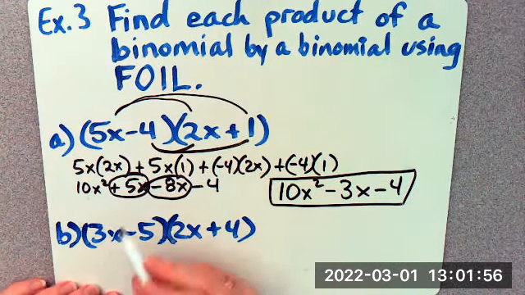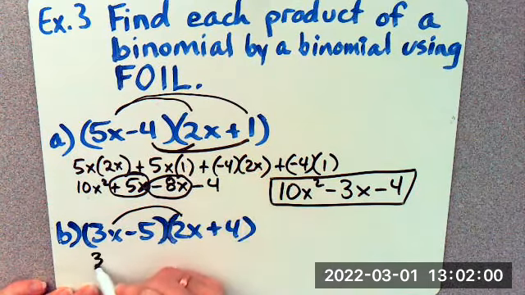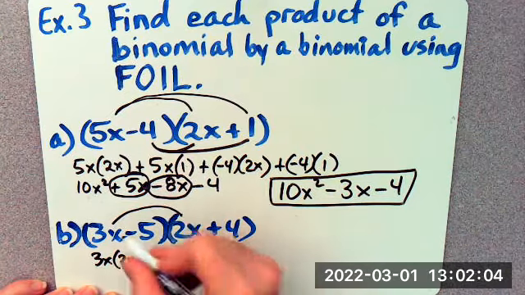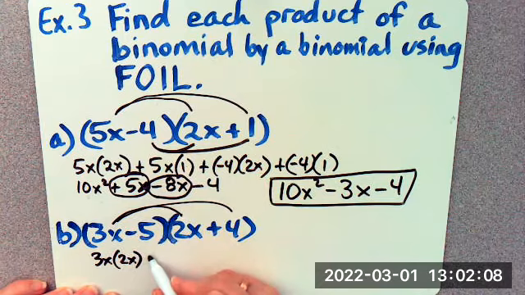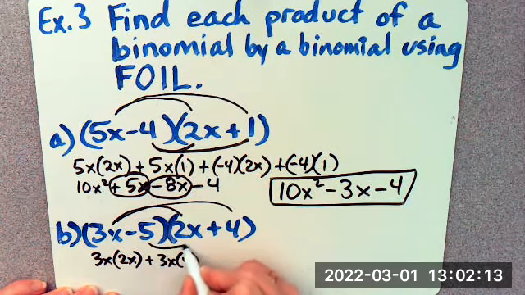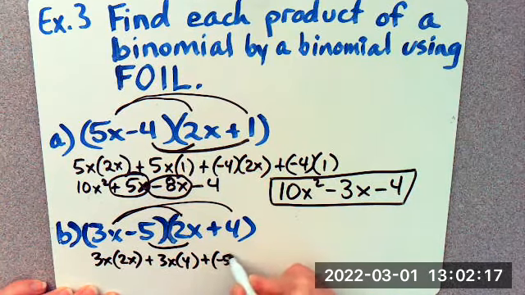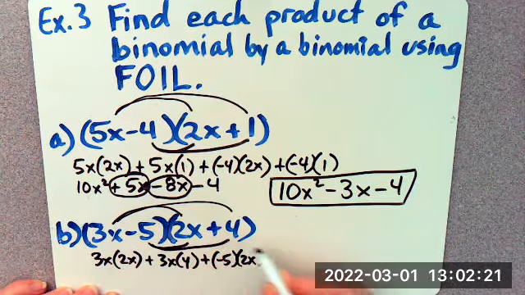All right, let's try that for this one. So we have first 3x times 2x, outer, which is 3x times 4, inner, plus negative 5 times 2x, and negative 5 times 4.